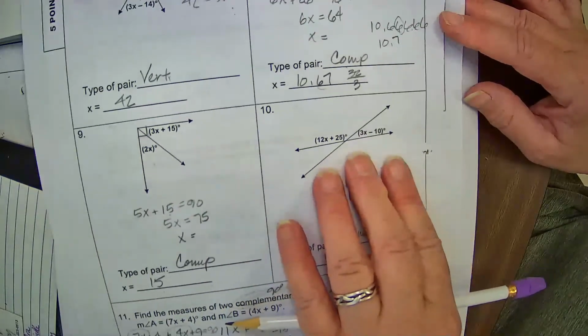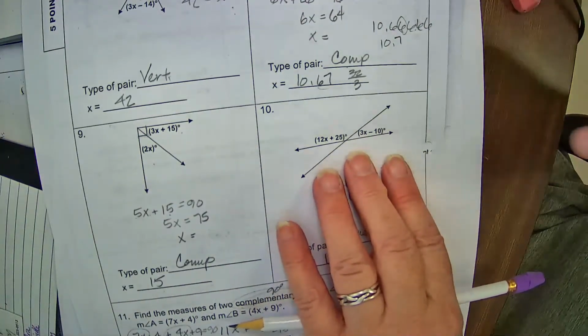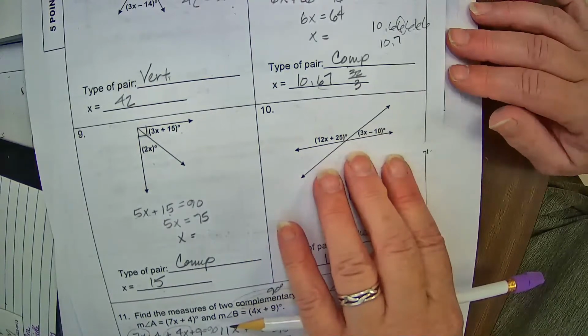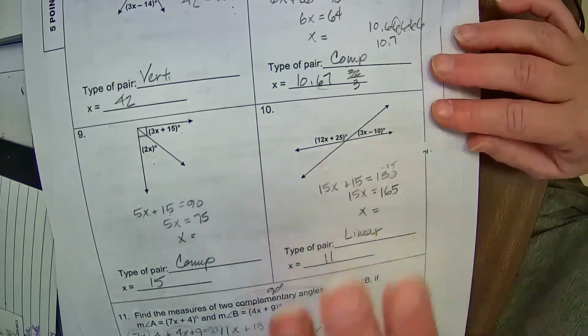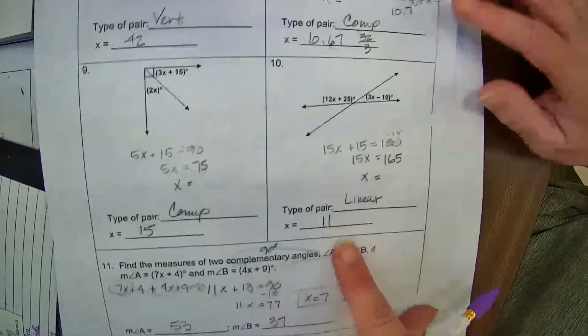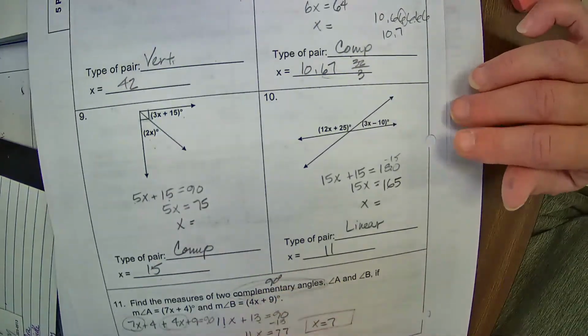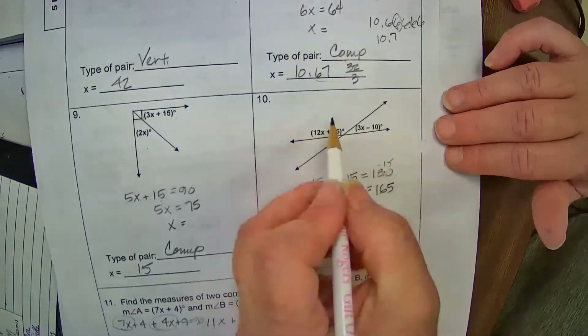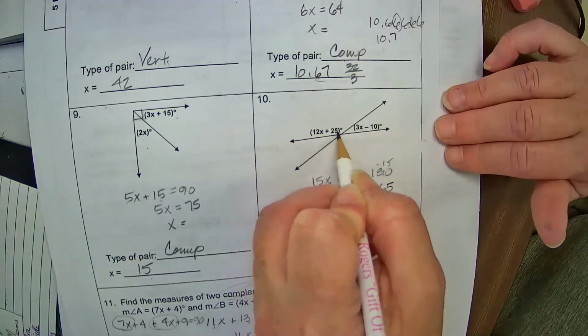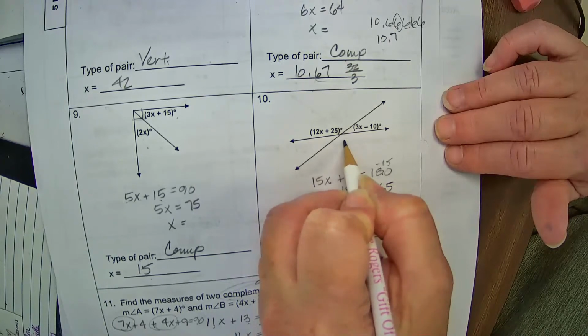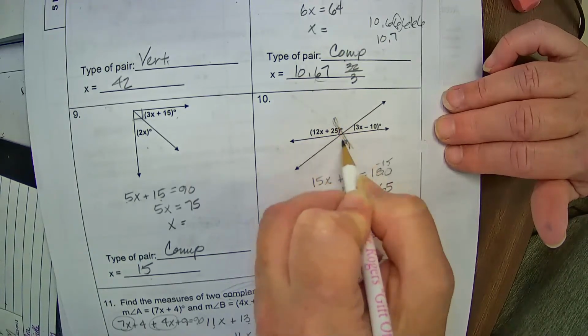All right, what about this one? What kind of pair is this? Linear, and linear pairs always add up to 180. Good. So you should have gotten 11. I said that was, I'm not sure, vertical. Okay, vertical with this one would have been right here. These two would be vertical.